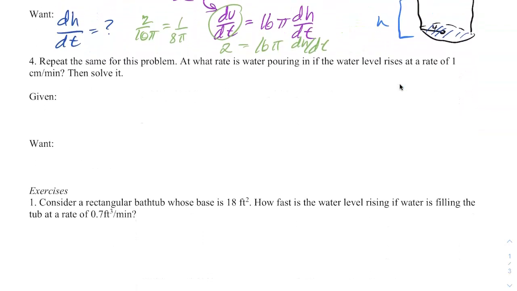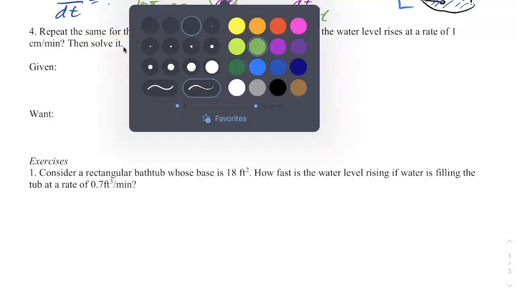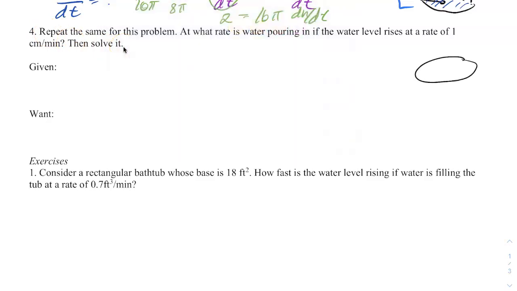Next one, repeat the same problem. So they want the same picture, basically. At what rate is the water pouring in, if the water level rises at a rate of 1 centimeter per minute? So let's draw the same picture, or a similar picture, so we know where we're going. Probably a better picture than my last one. So that's 4. That's the picture we have.